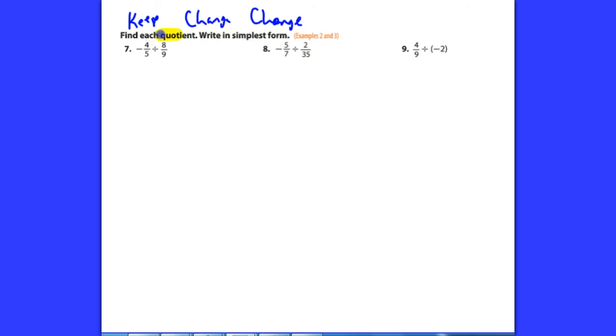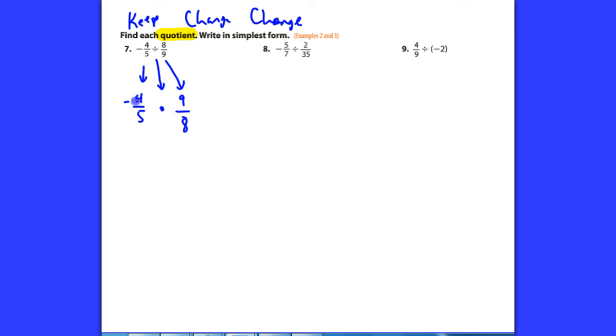Find each quotient, write in simplest form. Okay, that means you have to take the common factors out of all the fractions. So what we want to do is keep the negative 4/5. All right, now you need to write this down. Negative 4/5, you're going to keep it. Now you're going to change that to multiply, and you're going to change that to its reciprocal, 9/8. So that's the new problem you're now going to work out without a calculator.